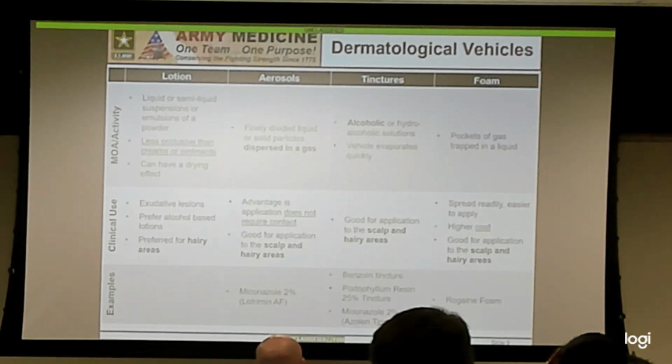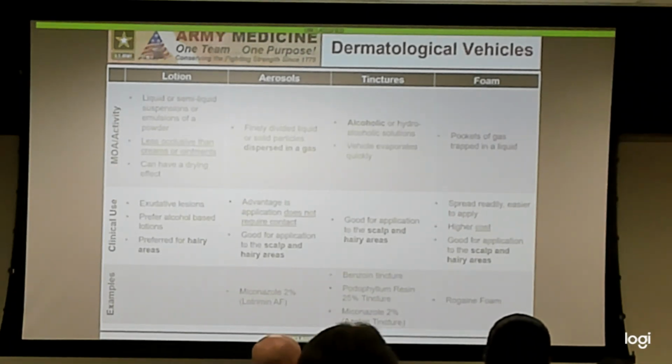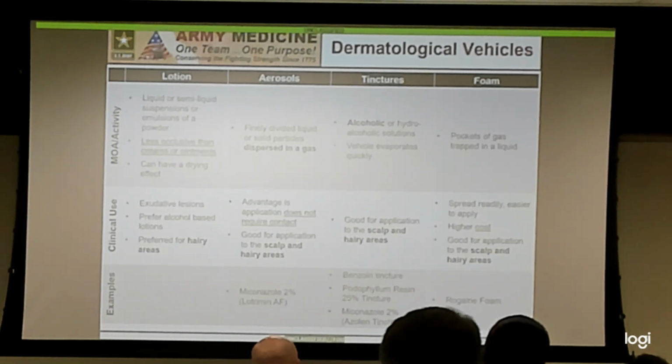Clinical use are lesions that are weeping, okay? Because we have that drying effect with our lotion. And then preferred on our hair areas because it's going to dry a little bit quicker. It's not as occlusive, okay, as what we would get with our ointment. And that's why you see that they have preferred alcohol base. If I prefer alcohol base, that means that I'm drying more, right? I'm less occlusive if I have more alcohol.